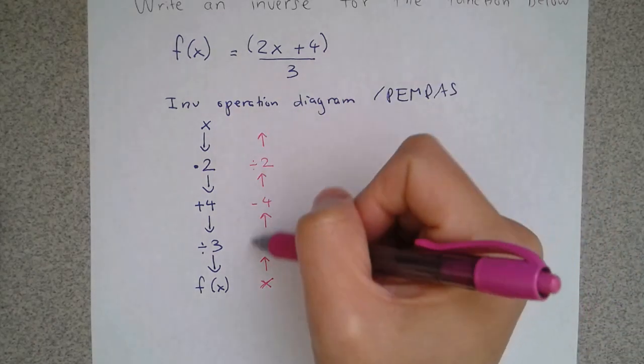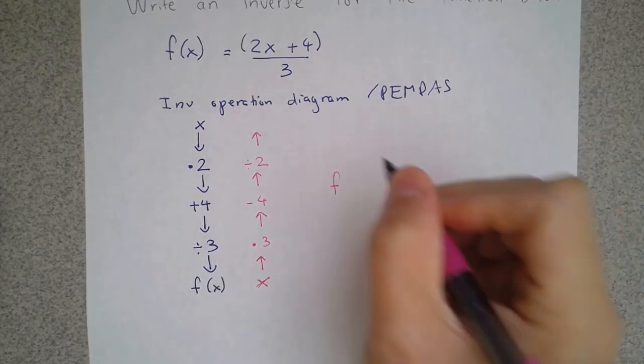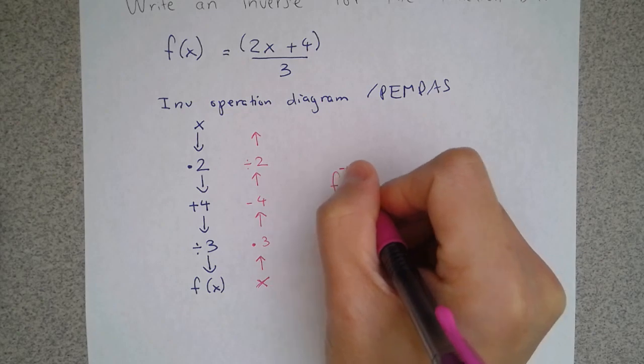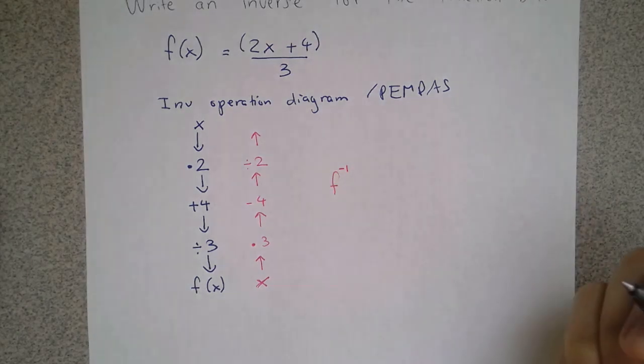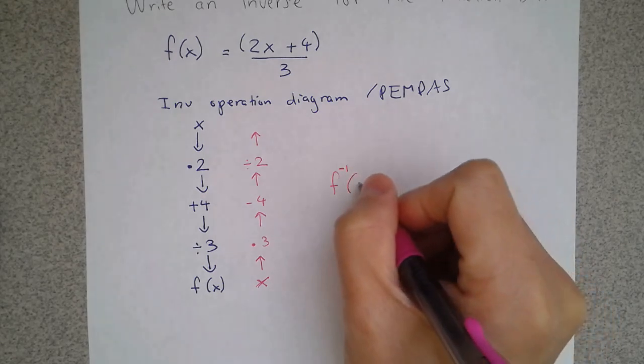So to recreate all of this, I'm going to use this notation. It's an f with a little -1 on the top as a superscript. That is not an exponent. It's just how we say inverse.